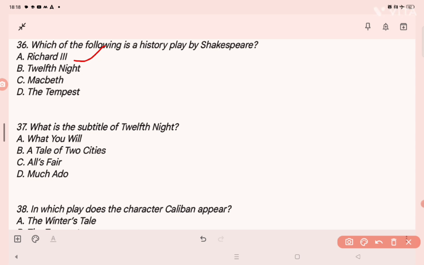What is the subtitle of Twelfth Night? Option A, What You Will. Twelfth Night is subtitled What You Will, which reflects the play's themes of love, disguise, and mistaken identity.